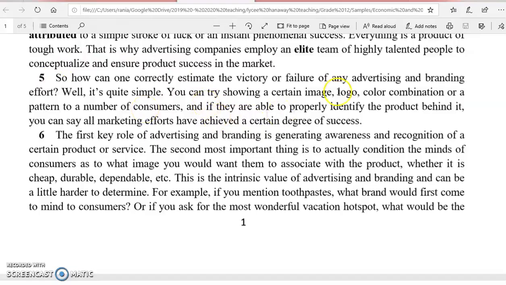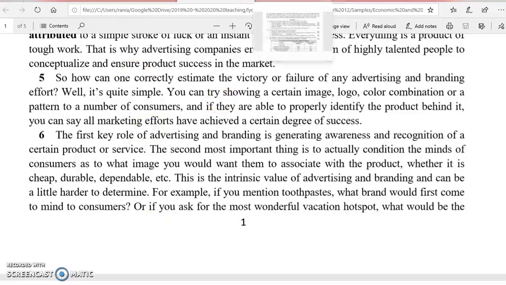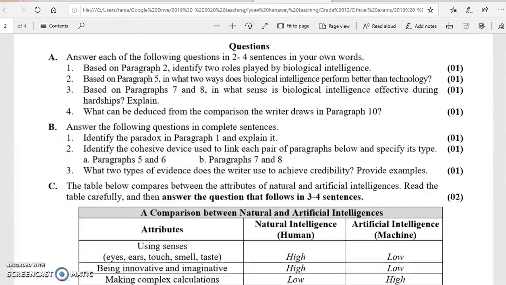You can try showing a certain image, logo, color combination, or a pattern to a small number of consumers, and if they are able to properly identify, you can say all marketing efforts have achieved a certain degree of success. And then they continued the main key of advertising and branding. So they are supporting ideas. So here, it's idea support. It's not question answer. Be careful. For it to be question answer, we have to mention the question in paragraph 5, and in paragraph 6, the answer should be mentioned. So here it's that of idea support.